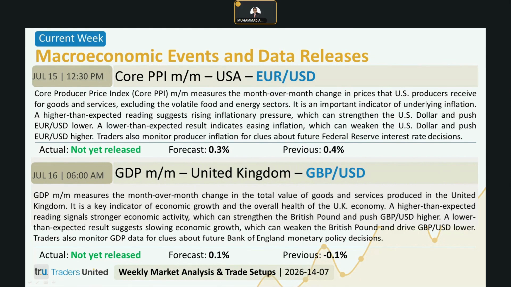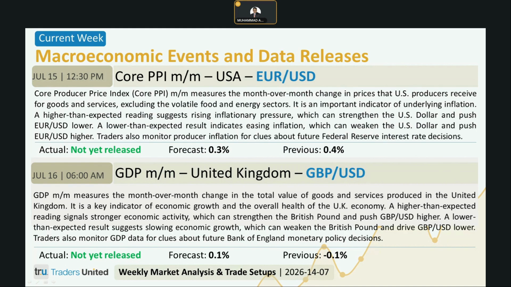Now, the GDP month over month. The GDP month over month measures the monthly change in total value of goods and services produced in the United Kingdom. It is published by the UK Office of National Statistics. So, GDP is the broadest measure of economic activity in the United Kingdom. Strong economic growth usually supports the British pound. Weak growth may increase expectations for lower interest rates. The Bank of England closely monitors GDP financial data report when making monetary policy decisions.